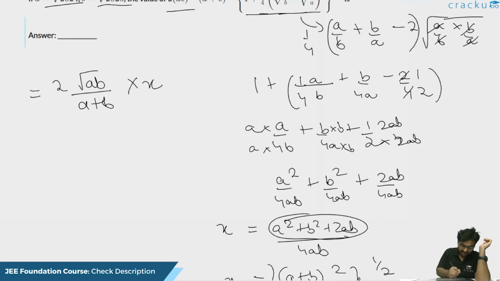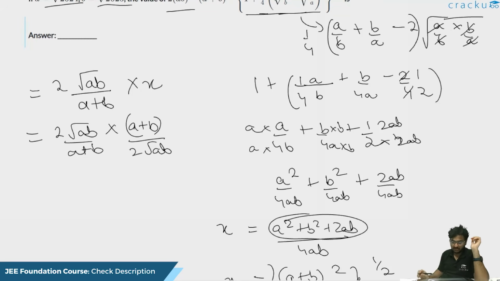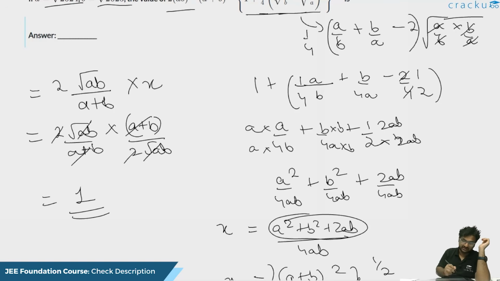So our answer would be 2 under root AB upon A plus B into A plus B upon 2 under root AB, of this equation. So under root AB gets cancelled out, 2 gets cancelled out with 2 and A plus B gets cancelled out with A plus B. Hence the answer of this question is 1. So irrespective of A and B, the answer of this question is 1.